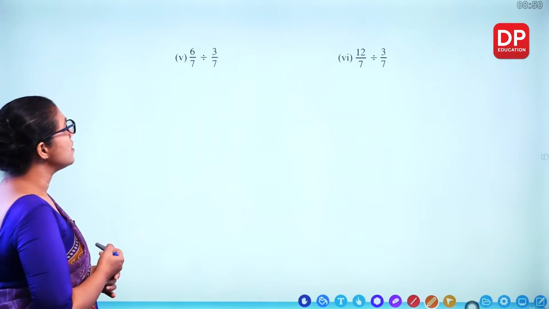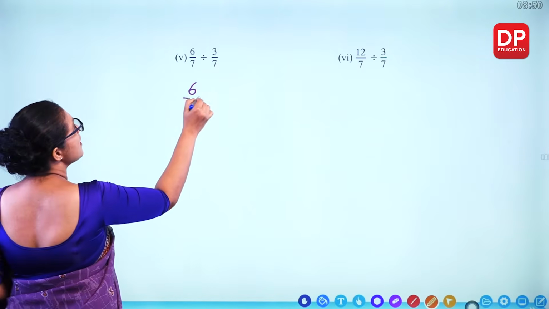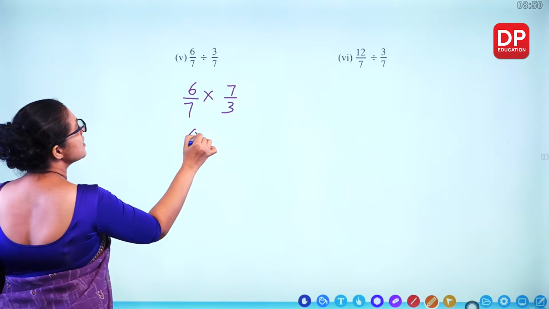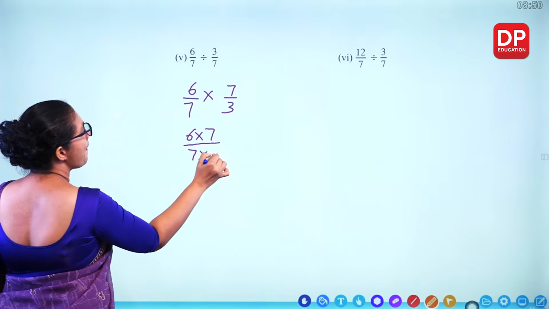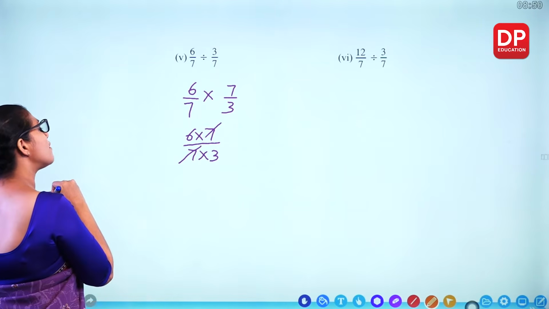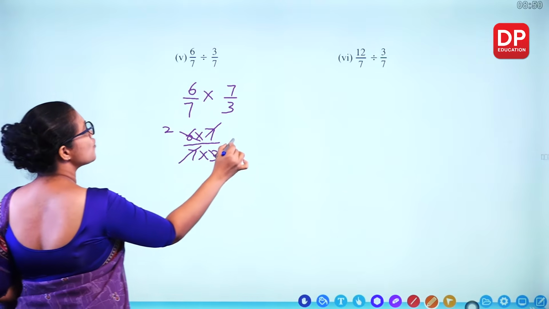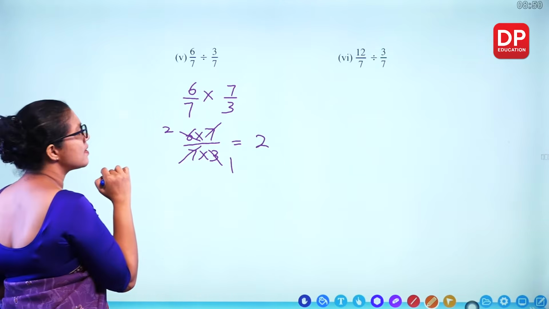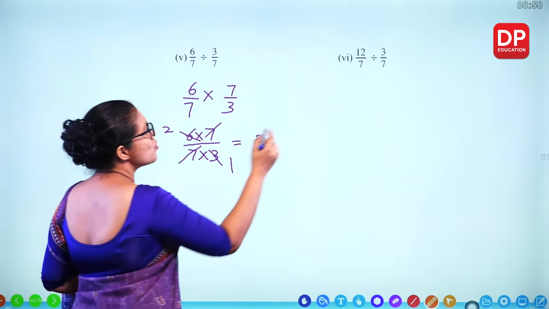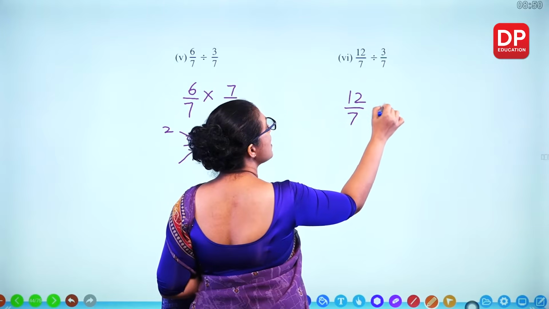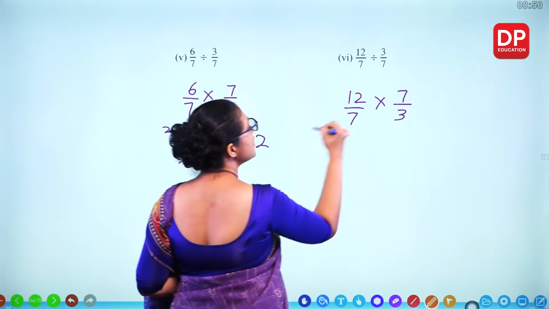This one, fraction divided by fraction. Same thing, 6 over 7 multiplied by its reciprocal. So multiply the numerator. You can simplify. 3 times 1, 3 times 2. Answer is 2. 12 over 7 divided by 3 sevens multiplied by 7 over 3.